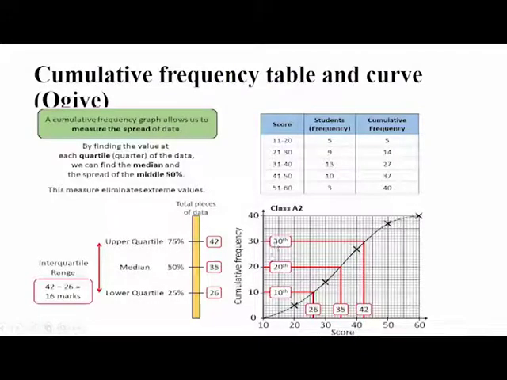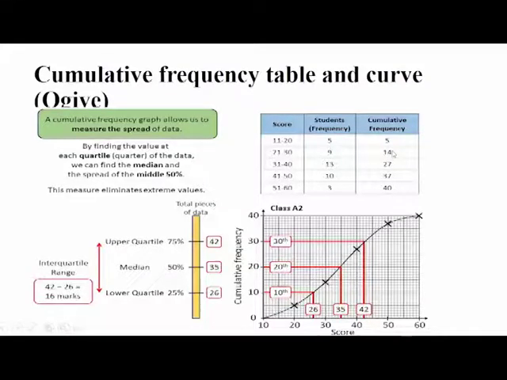When you are drawing the cumulative frequency curve, the cumulative frequency is always placed on the y-axis, and the score, what you are measuring, is placed on the x-axis. When you are plotting your data, you always use the last point of each interval. 20 goes with 5. If the score is 20, the cumulative frequency is 5. Then you plot there. And then 30 with 14.